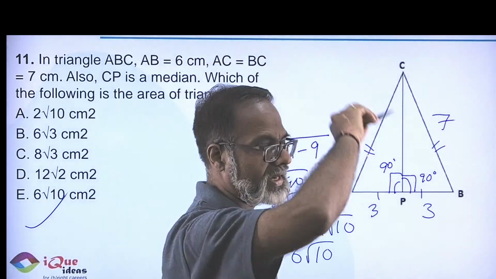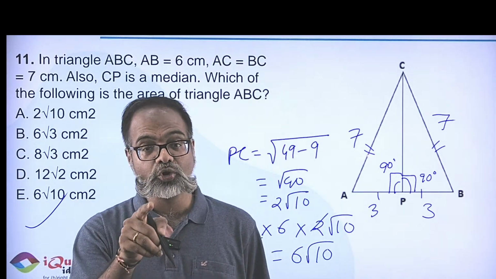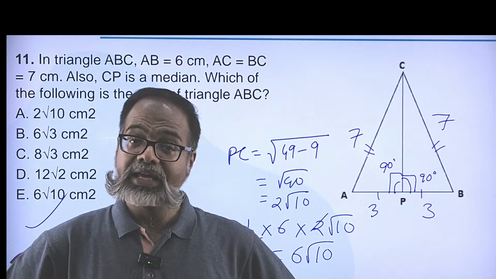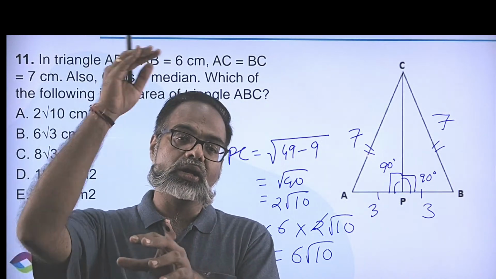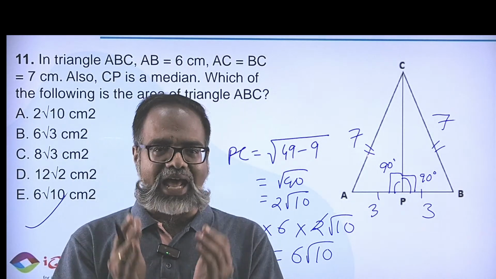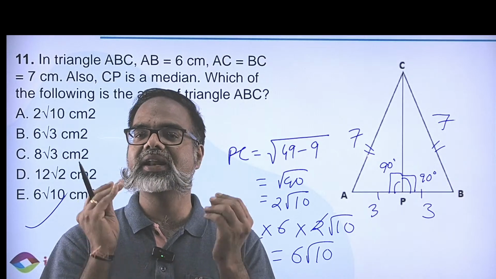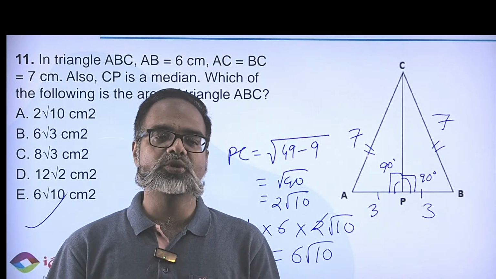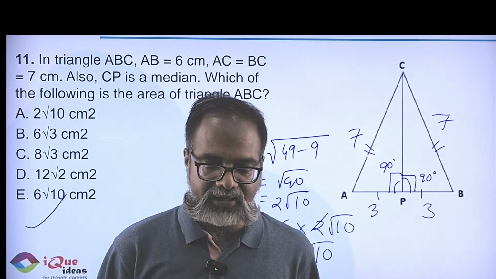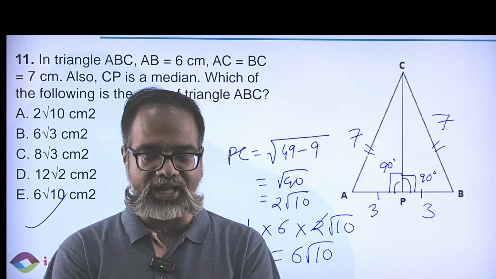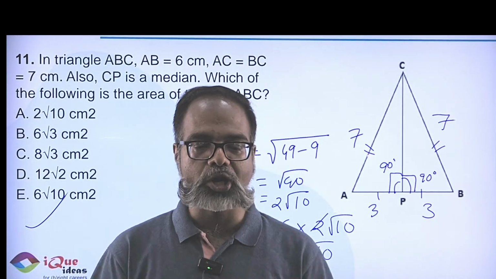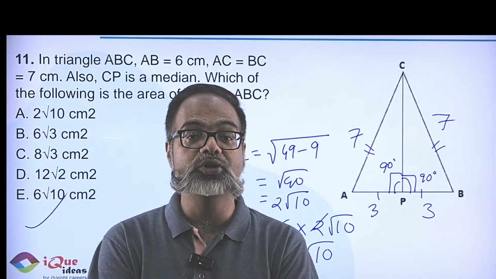Again 6 root 10. So if you remember Heron's formula, direct application of Heron's formula. Even if you don't and you want to go in a roundabout way, you can calculate the height of the triangle using Pythagoras. Half base into height gives you the final answer. In both cases, I definitely got 6 root 10 as the answer, right? Easy peasy, lemon squeezy. Chalo. Let's move ahead to the next one.